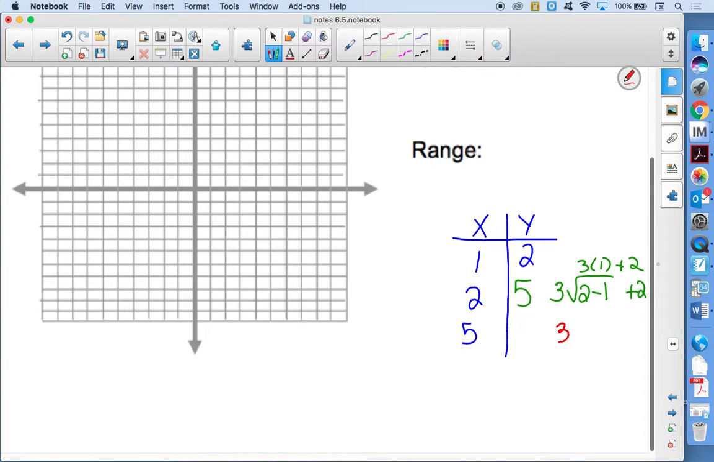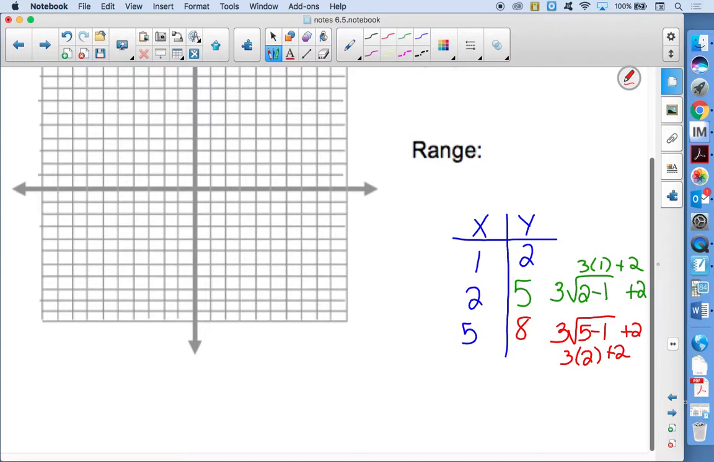Now we got a 5, so 3 times the square root of 5 minus 1, plus 2. So Scott, the square root of 4 is? 2. 3 times 2 plus 2 becomes? 8. So that would be our second point. So now we have 3 points. The first one was given to us in the equation. The other 2 we chose based off of them being perfect squares, and then we plug them in to solve.